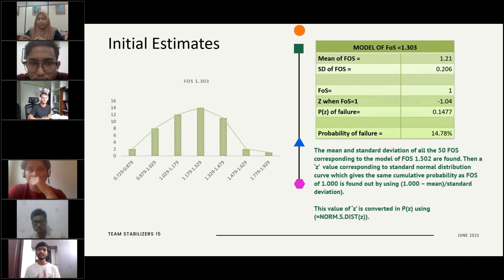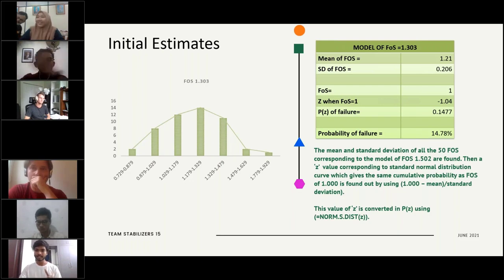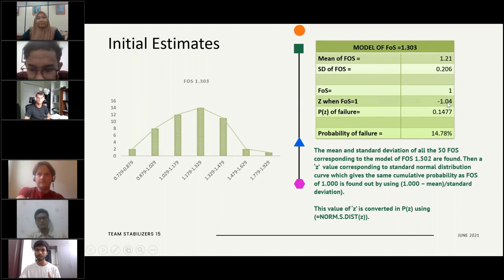Now we have to find the cumulative probability of FOS falling below 1. So we converted this into a z value for a standard normal probability curve that came out to be minus 1.04, for which the corresponding cumulative probability of failure is 0.147, that is 14.7%. And that came as a shock. So for reducing the probability of failure, we stepped up our FOS in steps of 0.1.